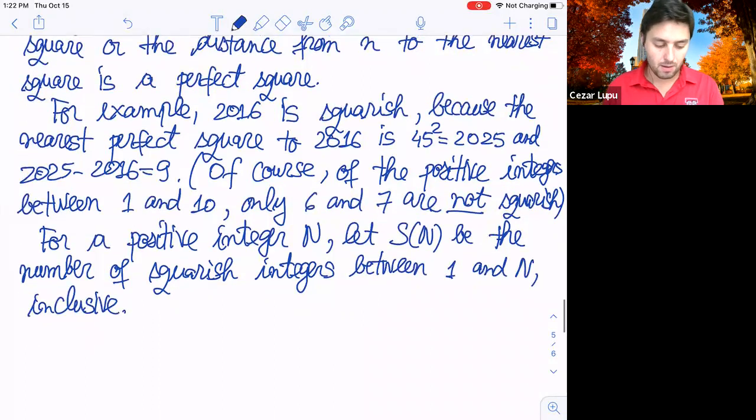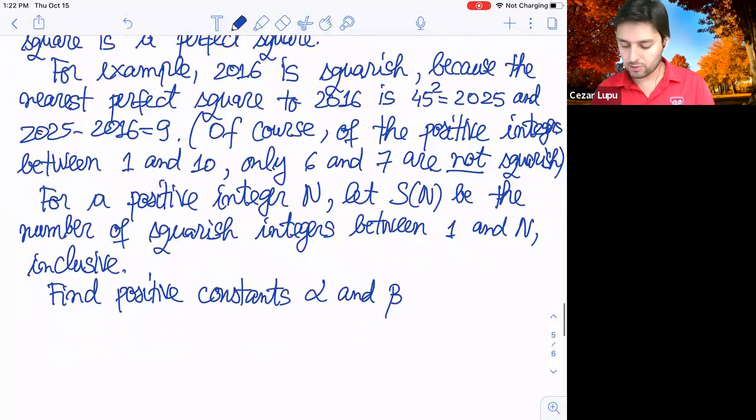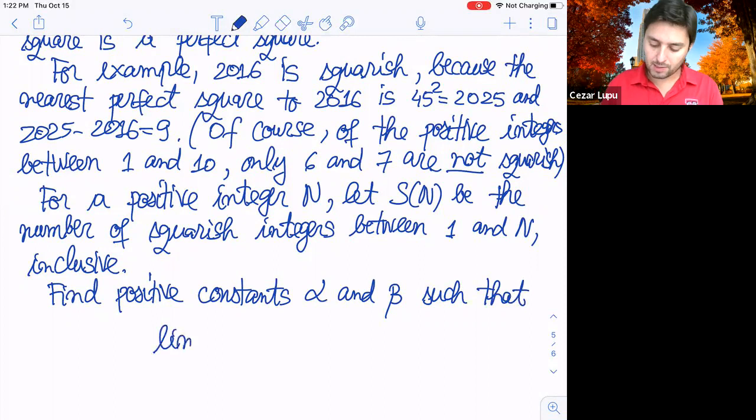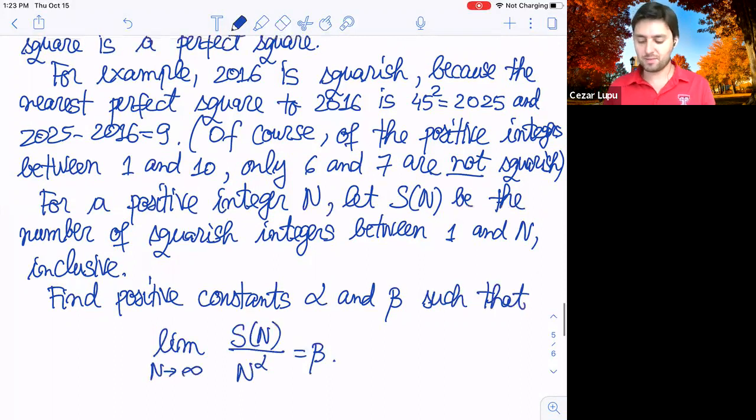Now what we're trying to do is see the asymptotics for S of n. So the question is the following: find positive constants alpha and beta such that the limit as n approaches infinity of S of n over n to the power alpha is beta. So that's the statement of the problem.